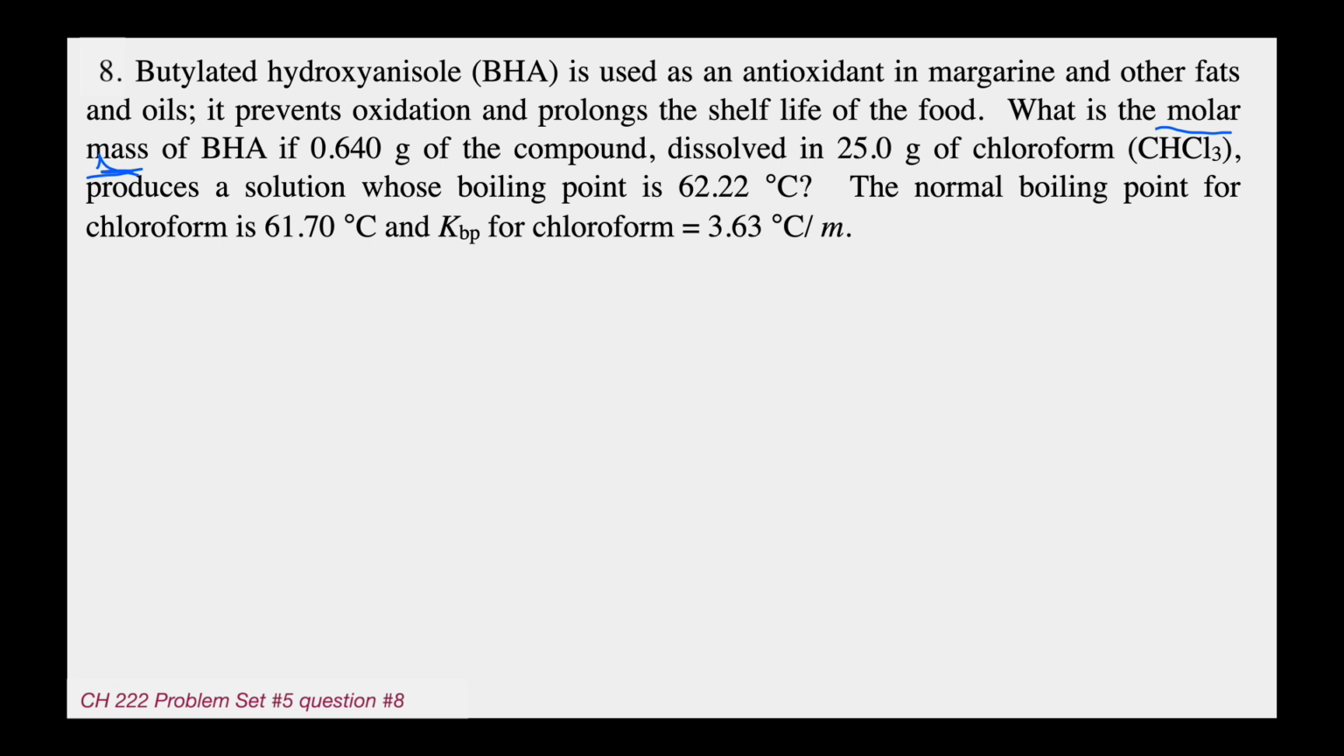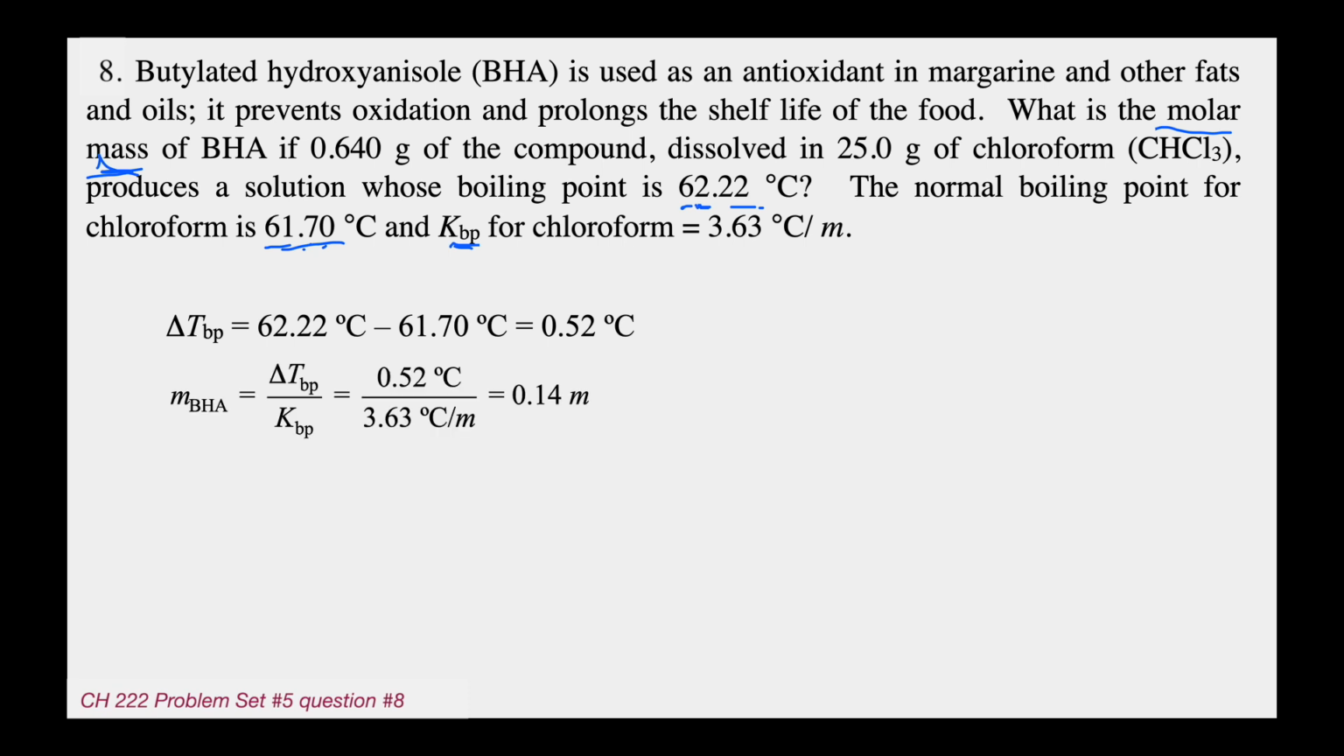Anyway, solving them is pretty chill. We have a delta T. It's the difference between the solution boiling point and the pure solvent boiling point. And we also have a K. So the first thing you want to do is you want to solve for the molality. So here's delta T, the difference between the solution, 62.22, and the pure solvent, 61.70, delta T, 0.52 degrees Celsius. Now we've got delta T, we've got the K, that 3.63 number.